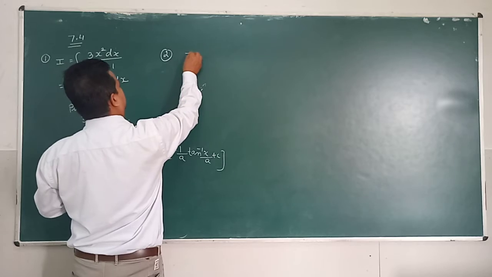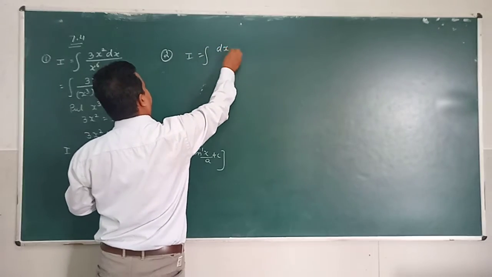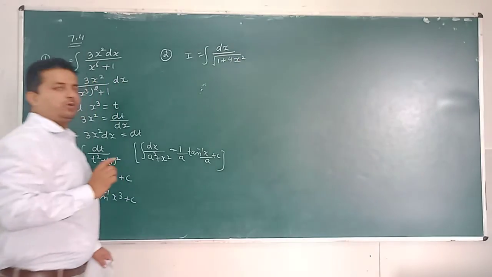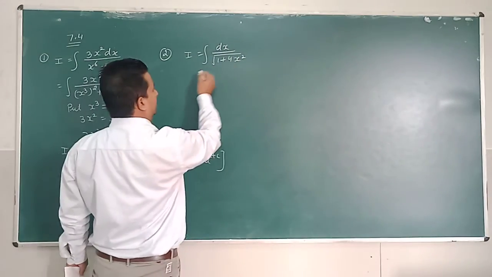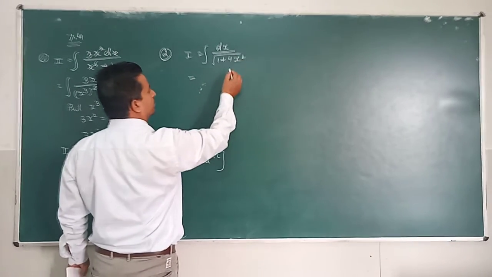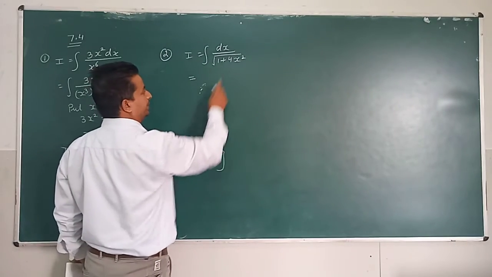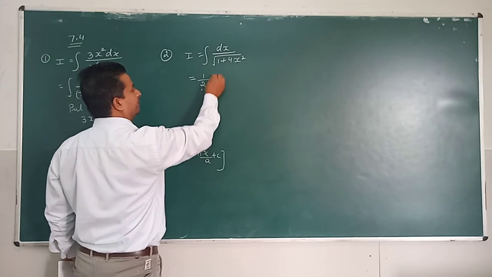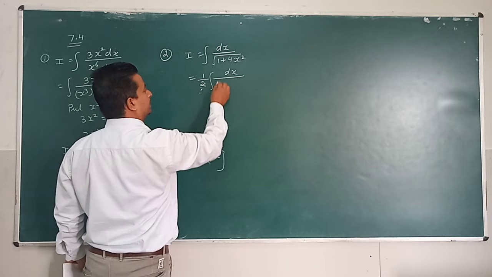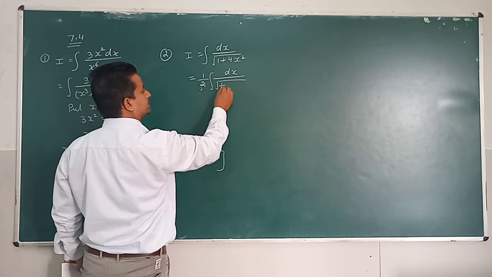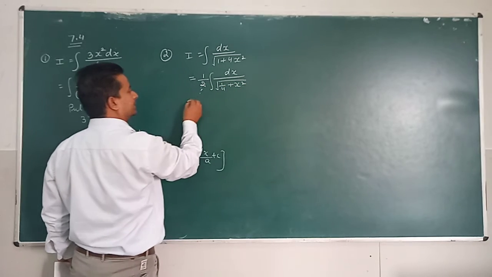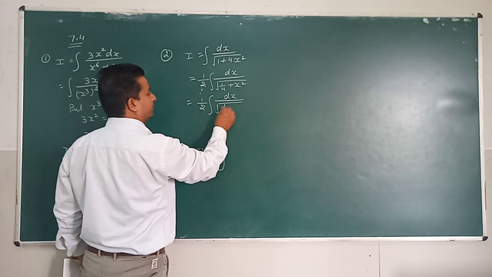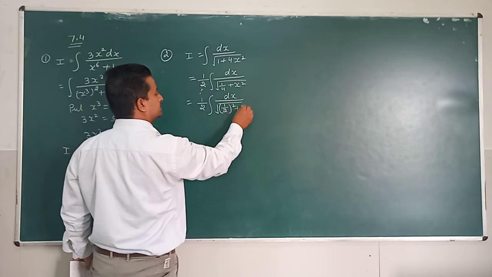In second question, I is equals to the integral of dx upon 1 plus 4x square. First of all, you should remember, for applying a formula, the coefficient of x square is always unity. To make this coefficient unity, we take 4 common. When we take it outside, it is 1 by 4, plus x square. So we write this 1 by 4 as 1 upon 2 whole square plus x square.